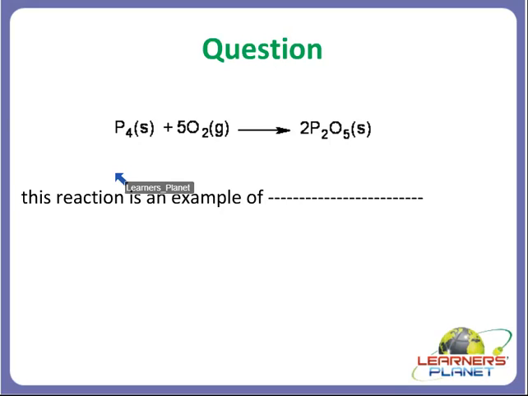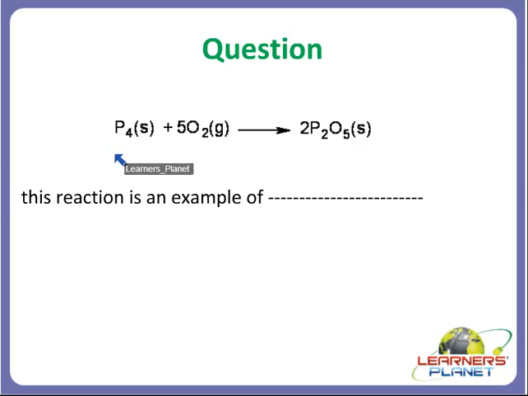Yeah, this question is, phosphorus solid reacts with oxygen gas and it forms phosphorus pentoxide solid. What will be its name? Phosphorus pentoxide, that is P2O5. Okay, so why I have taken P4 here? This is because as nitrogen exists as a diatomic molecule, your phosphorus exists as tetraatomic.